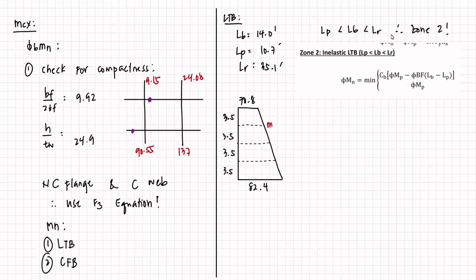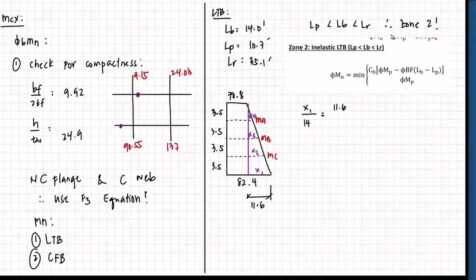So, to get yung value ng MA, MB, and MC, we can do siguro yung ratio and proportion dito. Then, look for X sub 1, X sub 2, X sub 3, X sub 4. Okay, so by ratio and proportion, let's say yung X sub 1 muna, X sub 1 over yung total height natin na 14, equal siya sa 82.4 minus 70.8. So 11.6 to. Hindi na pala kailangan yung X sub 1. X sub 2 na agad tayo.